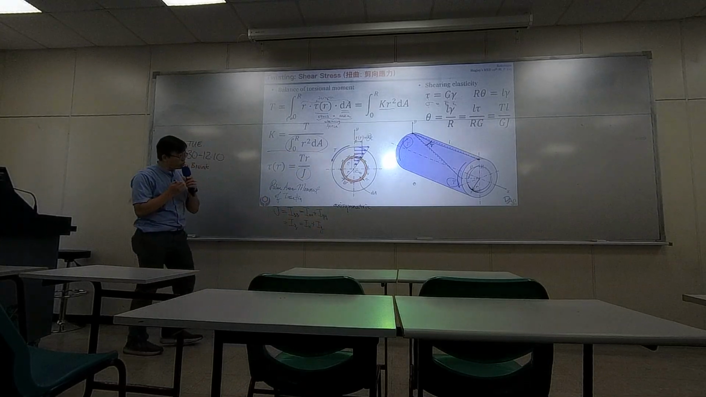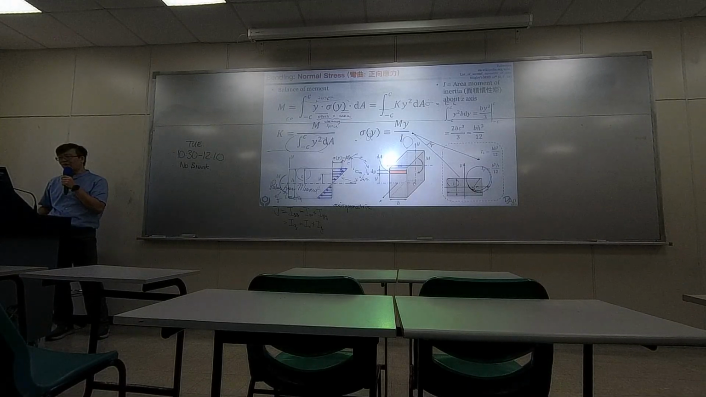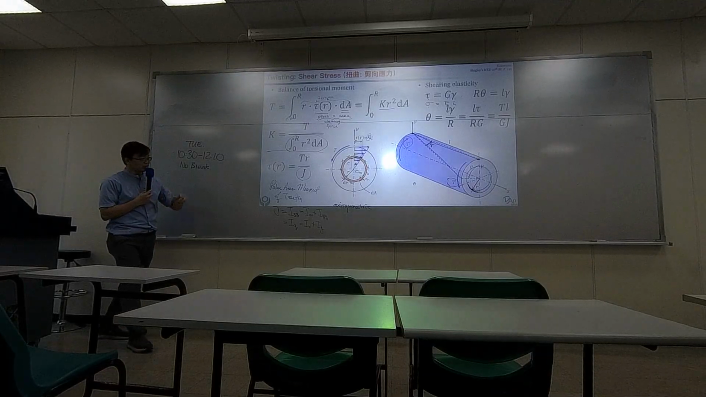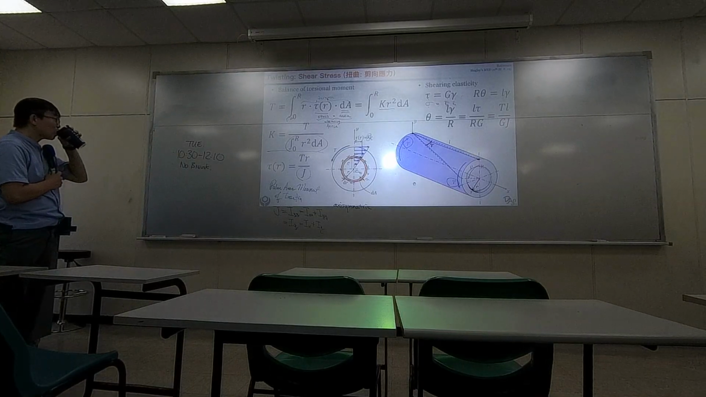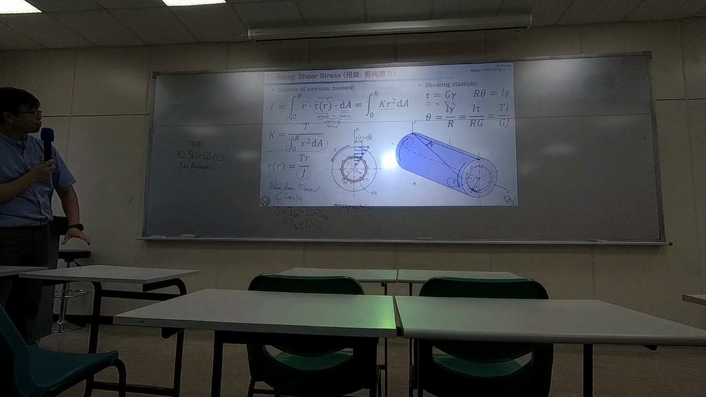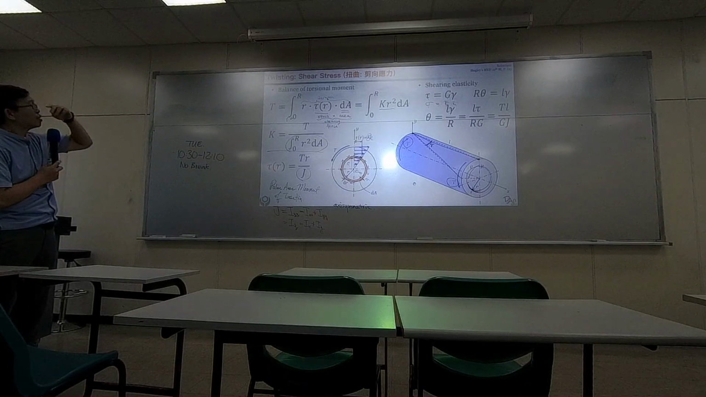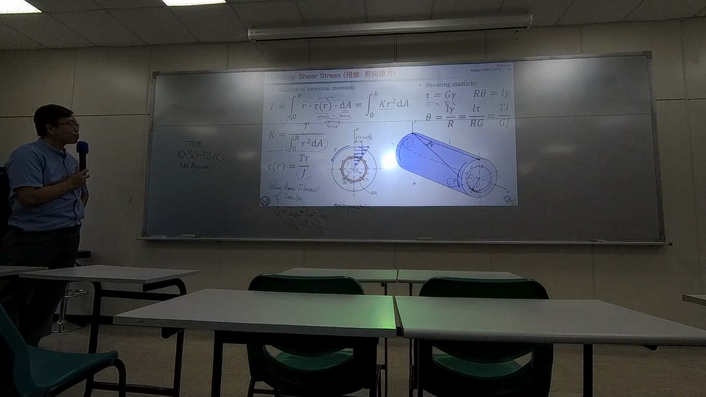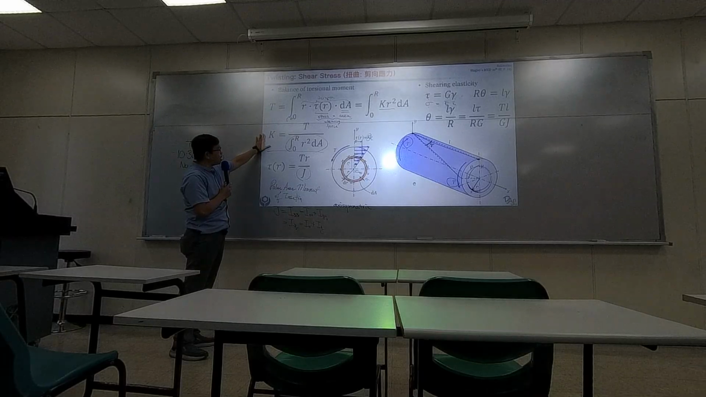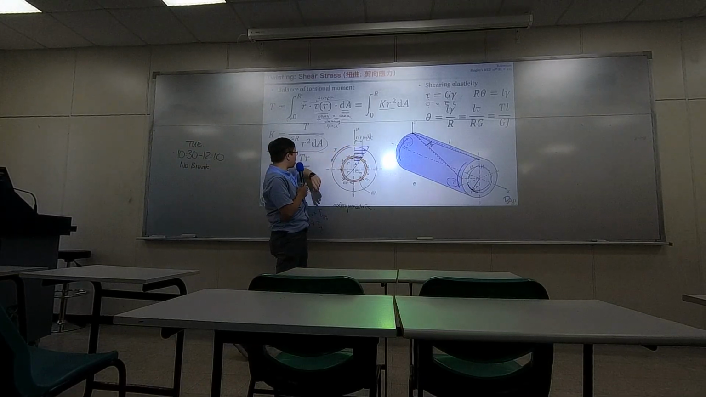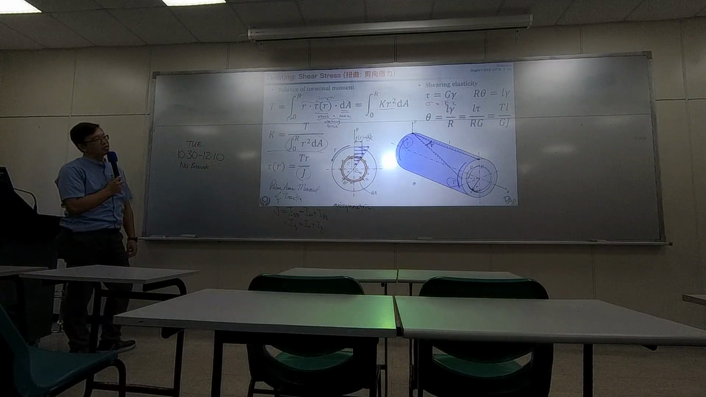Okay? So earlier in the previous slide, there's calculation of Ix and Iy. How do you compute J? You just sum Ix and Iy. That gives you J. Now, you can then apply this K back to tau equals K r, so you end up with tau equals T r over J. You end up with that equation. Okay?